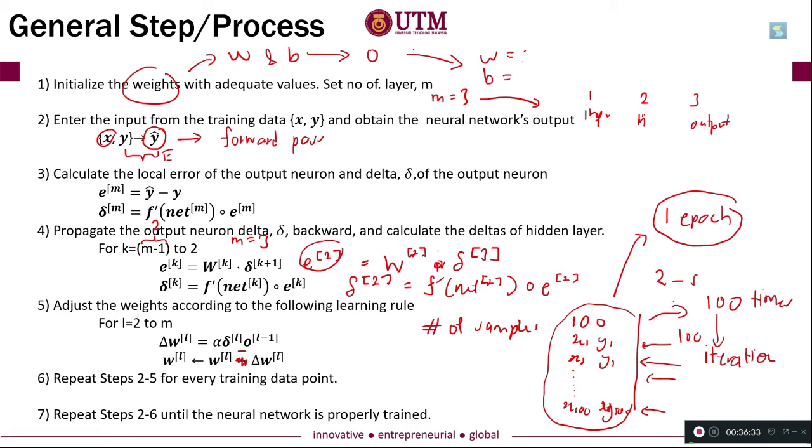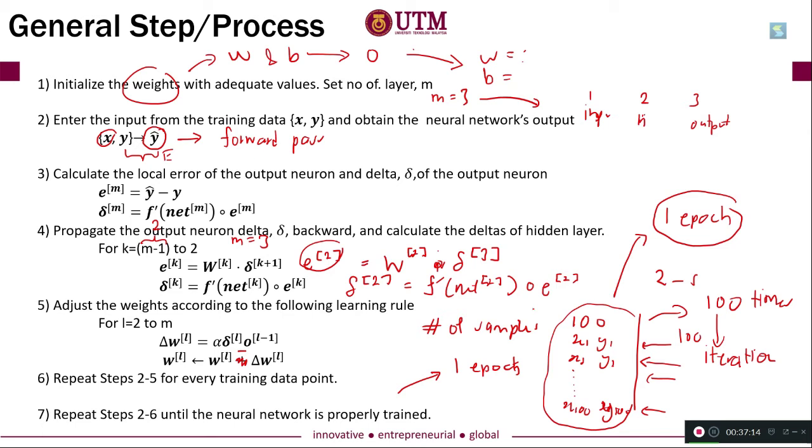Every time you repeat this step once, that is equal to one epoch. Because repeating step 2 to step 6 means that once you complete step 2 to 5, and then complete step 6, you have already repeated this 100 times. So once you complete one instruction at step 7, that is one epoch.